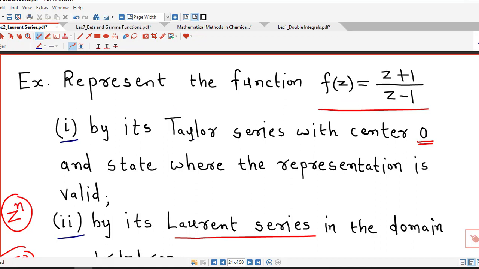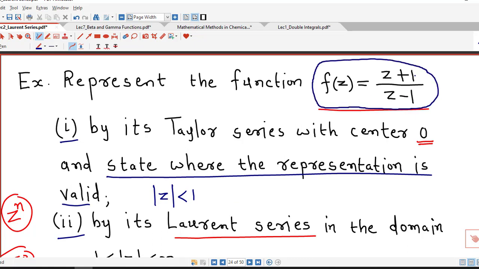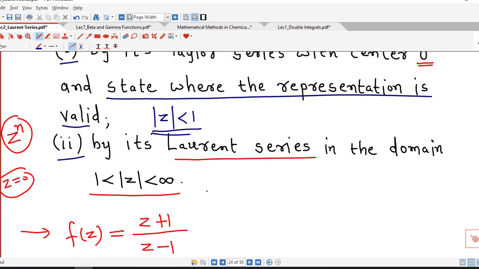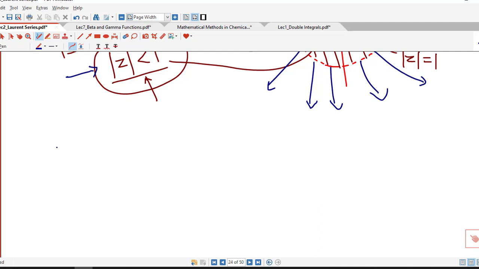So first we find out the Taylor series with center 0, and we have already discussed where the representation is valid. So the representation is valid in the open disk mod z less than 1, because this function is analytic at every point in this open disk mod z less than 1. So before that we rewrite our function. Our function is not a proper function. Here the degree of numerator and denominator is the same.